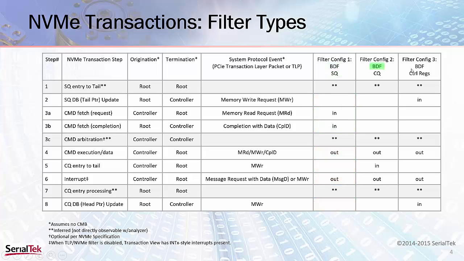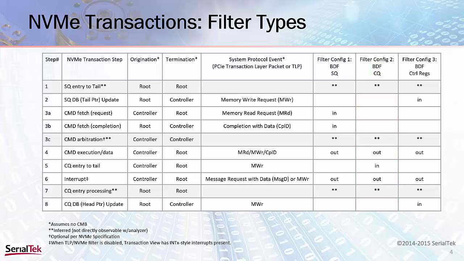If a bus device function is given to the filter along with a completion queue ID, then we see once again that doorbells are excluded from the trace, as well as the command execution data and the interrupt, but also now the command fetch request and completion are also filtered out. What is included in the trace are the completion queue entries, and that's now the only part of the transaction that you'll see in the trace.